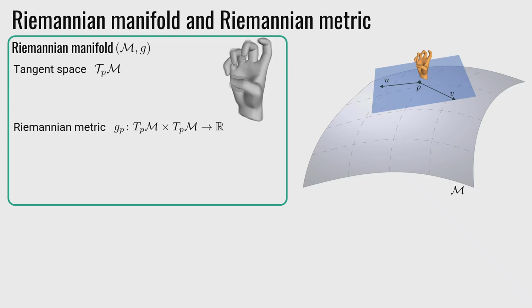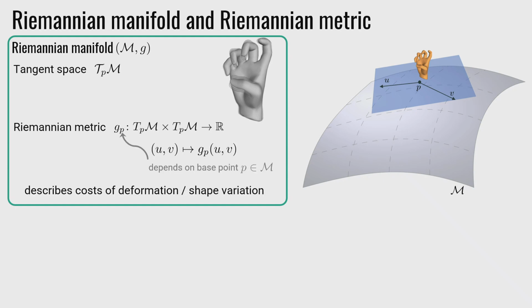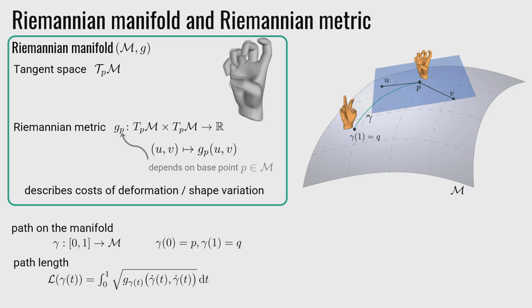And the Riemannian metric then defines a metric, so a scalar product, exactly on this tangent space. So it tells you now, if you move in a direction in this specific tangent space, how costly should this be? And the important thing is here that this metric depends on where you are in the space. So if you would be at another point Q with a different hand pose, then also this metric would look differently. But this now allows you to actually measure the length of a path on your manifold. So now gamma is a curve that connects P and Q. So it's actually kind of a deformation path between the two hand poses.